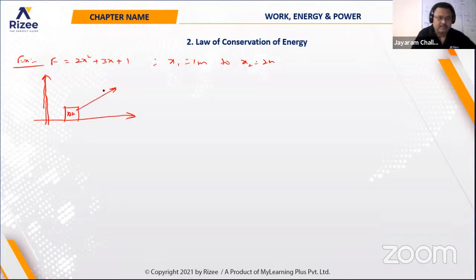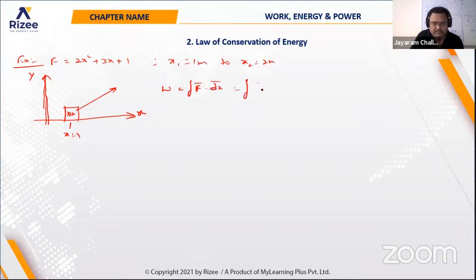A force is applied in this case. Initially x is equal to 1. This is the condition. This is your x-axis, and this is your y-axis. So how do you calculate the work done for this one? W is equal to the integral of f bar dot dx bar, substitute this, replace the force, which is 2x square plus 3x plus 1, into dx, where your x values are changing from 1 to x2 is equal to 2.